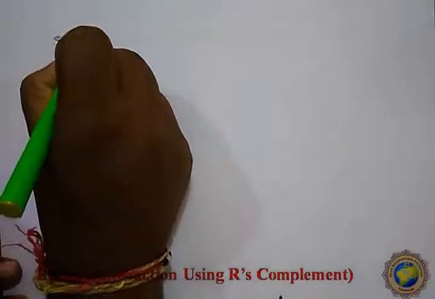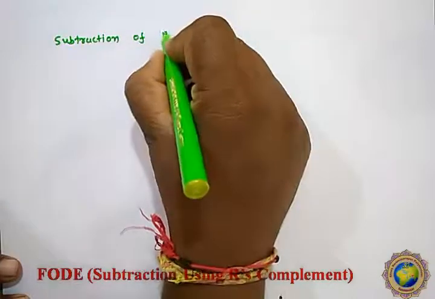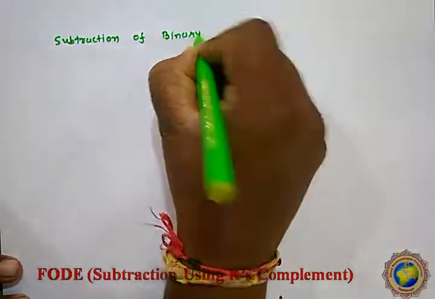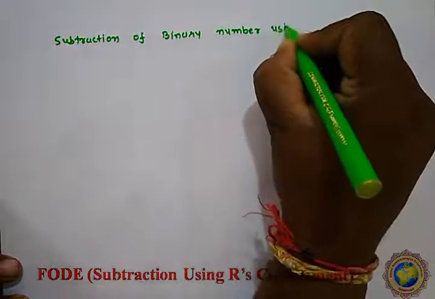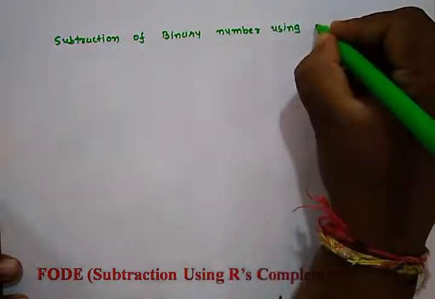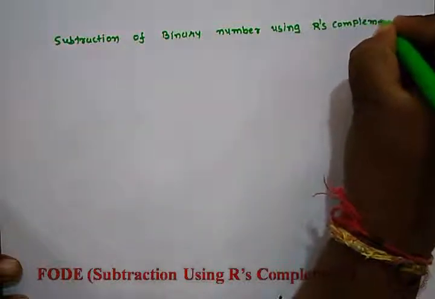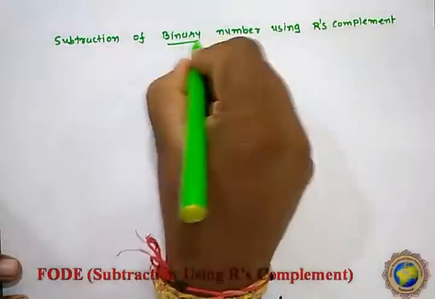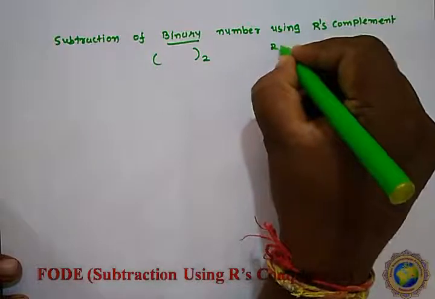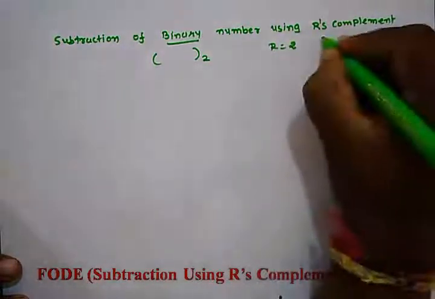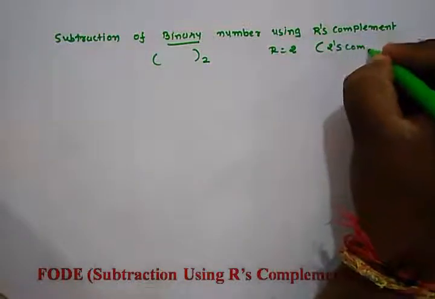In the previous lecture we studied the subtraction of decimal numbers. Today we are going to learn about the subtraction of binary numbers using R's complement. Here, for binary numbers the value of the radix is 2, meaning the value of R is equal to 2. So today we are going to learn about the subtraction of binary numbers using the 2's complement method.